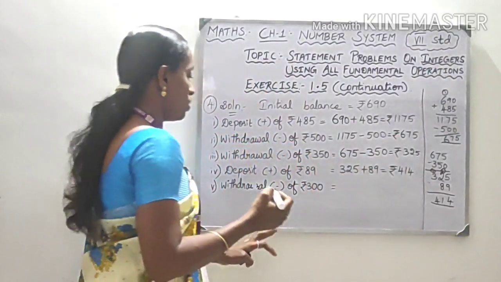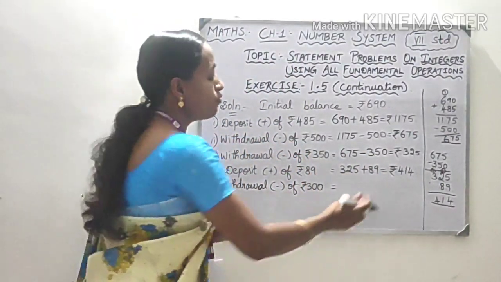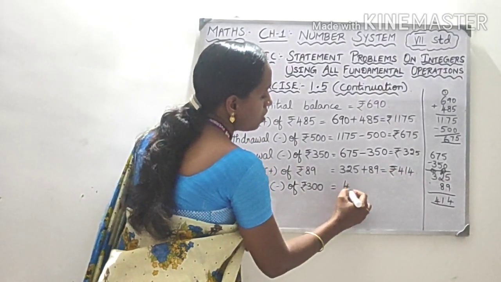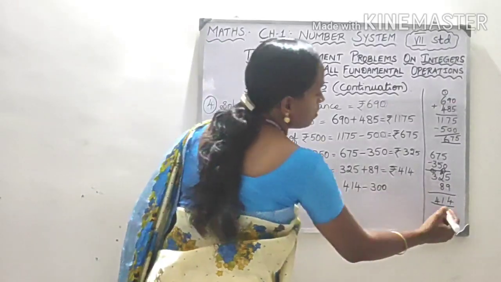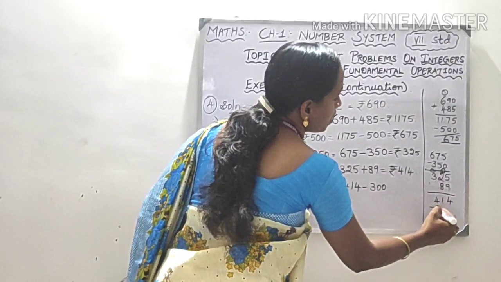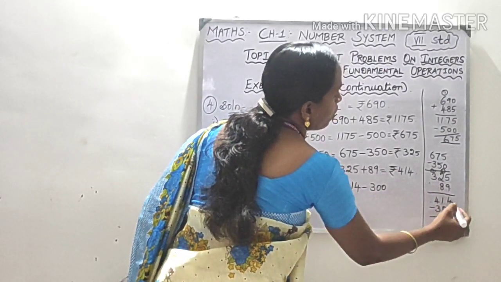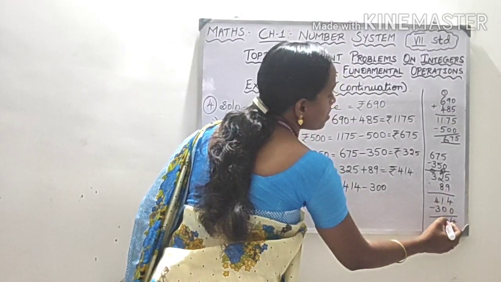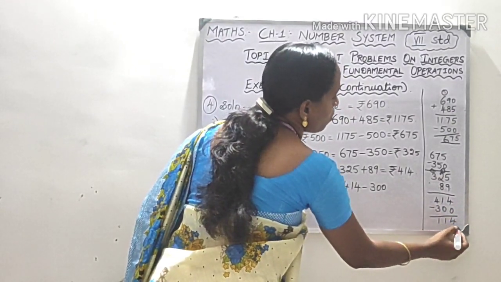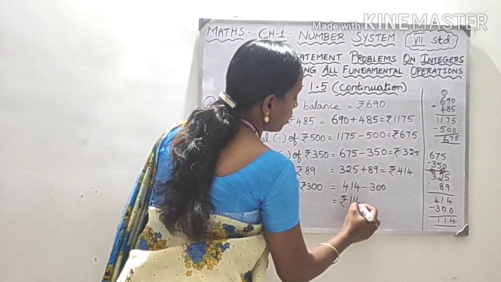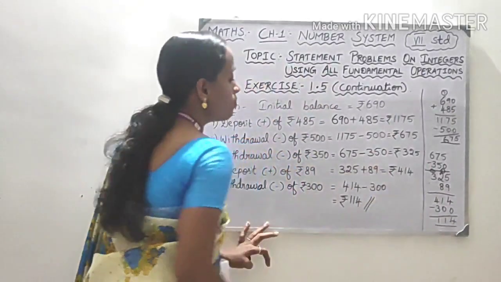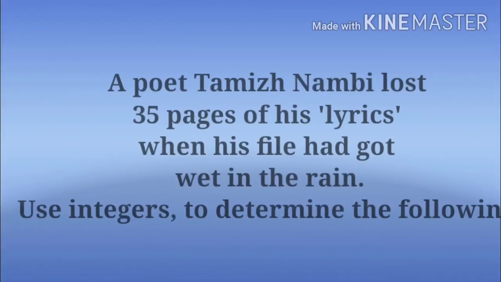So now withdrawal of rupees 300 from this 414 rupees. So 414 minus 300. 4 minus 0 is 4. 1 minus 0 is 1. 4 minus 3 is 1. So your answer is 114. This is your final balance in the account.